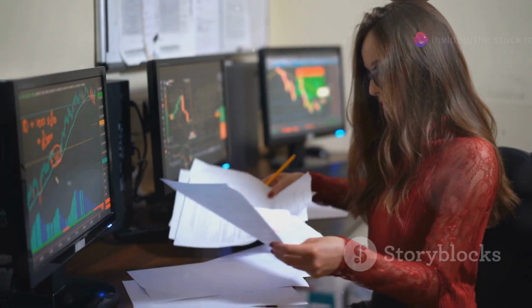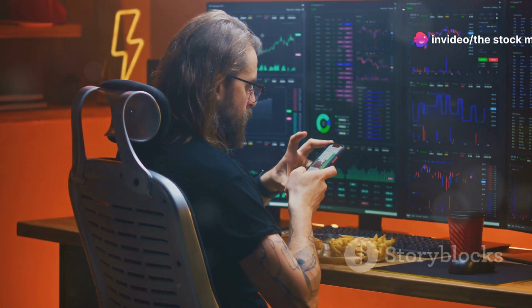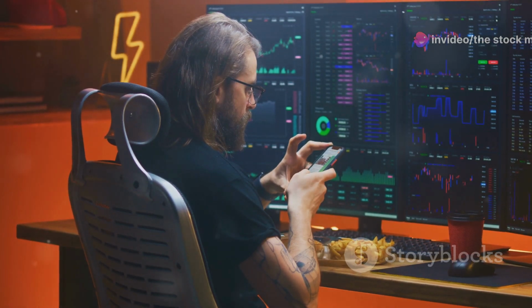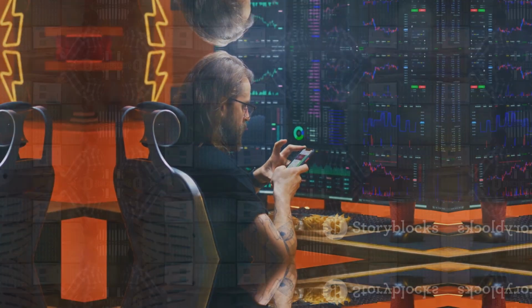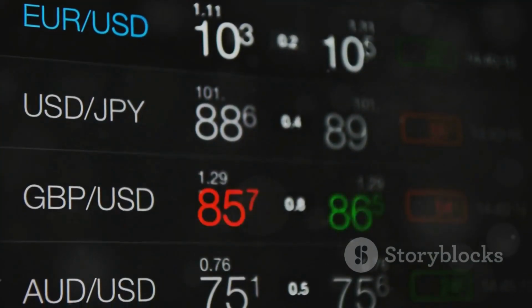Remember that consistency, discipline, and continuous learning are key to achieving your trading goals. Embrace a long-term perspective, be patient, and never stop learning and refining your trading skills. The Forex market is constantly evolving, and successful swing traders adapt to changing market conditions.